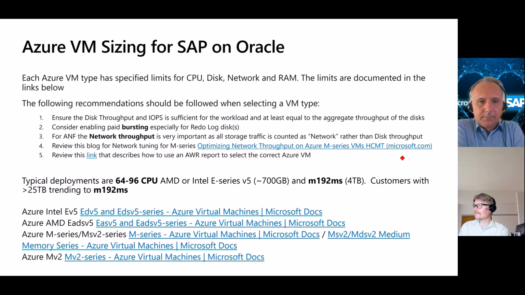But what are customers doing generally? They are using the AMD or the Intel V5, the larger ones, with about 700 gigabytes of memory, and also the M192ms. Customers above 25 terabytes tend to go to the large M-Series. Yeah, that's what we see.